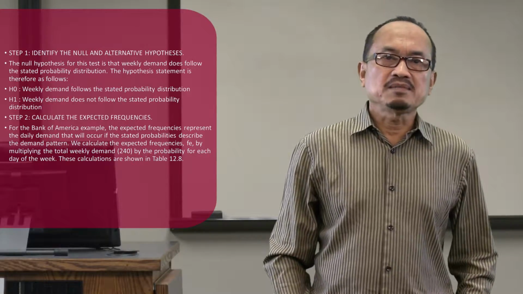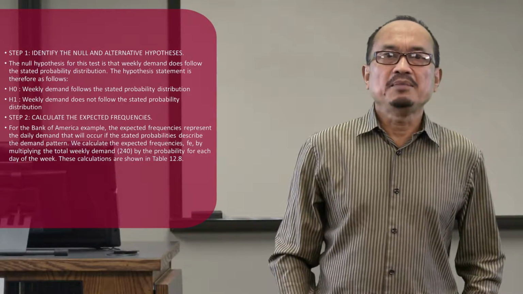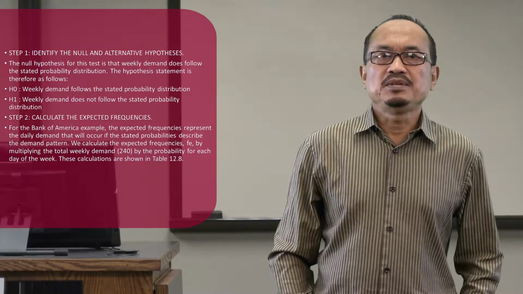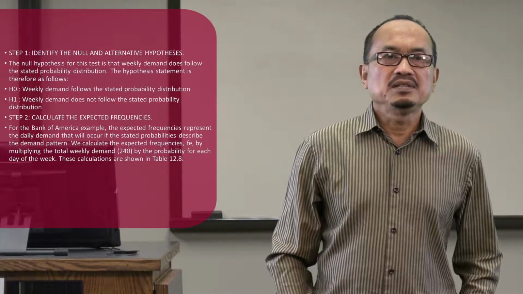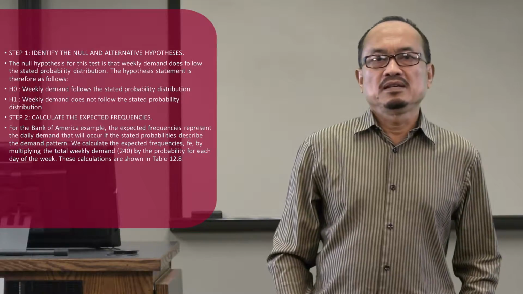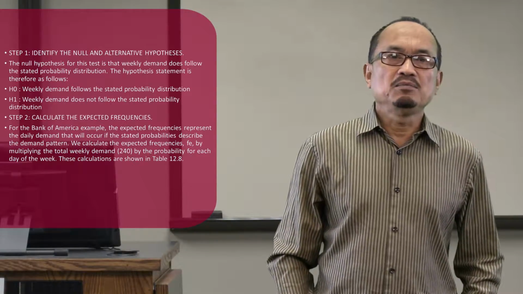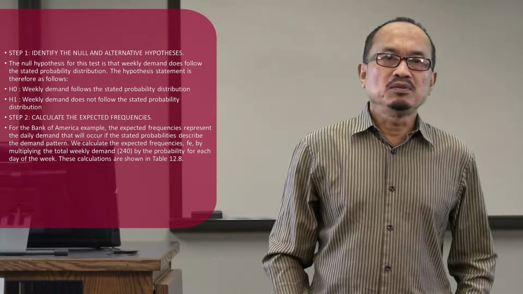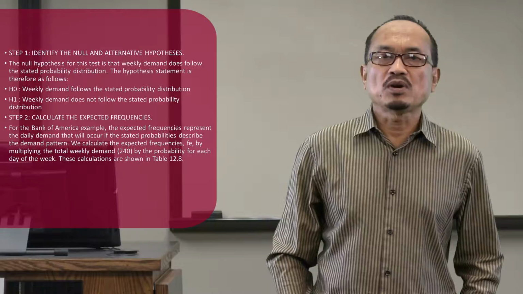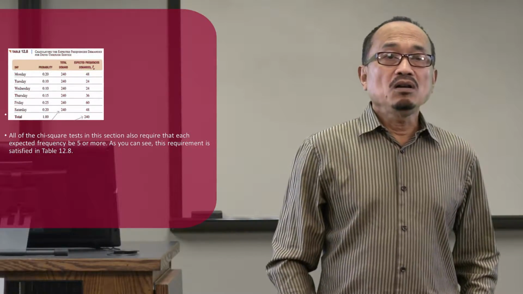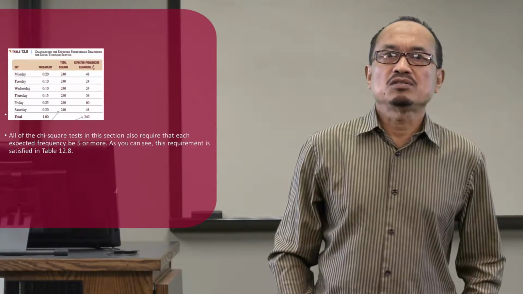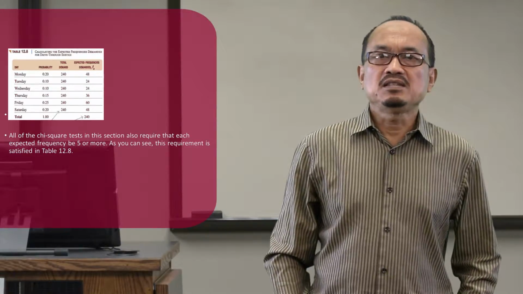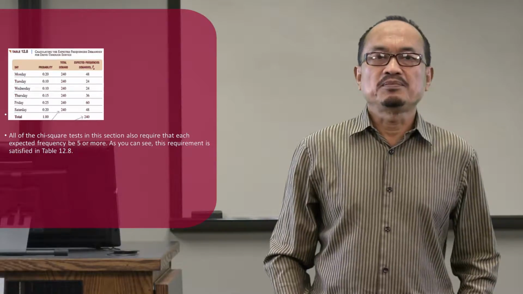Step 2. Calculate the expected frequencies. For the Bank of America example, the expected frequencies represent the daily demand that will occur if the stated probabilities describe the demand pattern. We calculate the expected frequency, Fe, by multiplying the total weekly demand, 240, by the probability for each day of the week. These calculations are shown in table 12.8. All of the chi-square tests in this section also require that each expected frequency be 5 or more. As you can see, this requirement is satisfied in table 12.8.